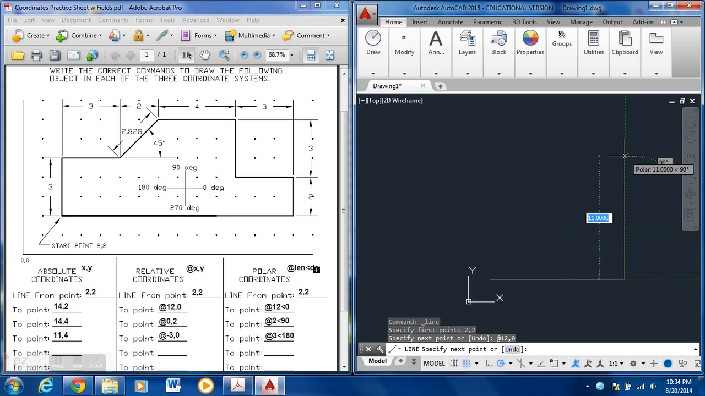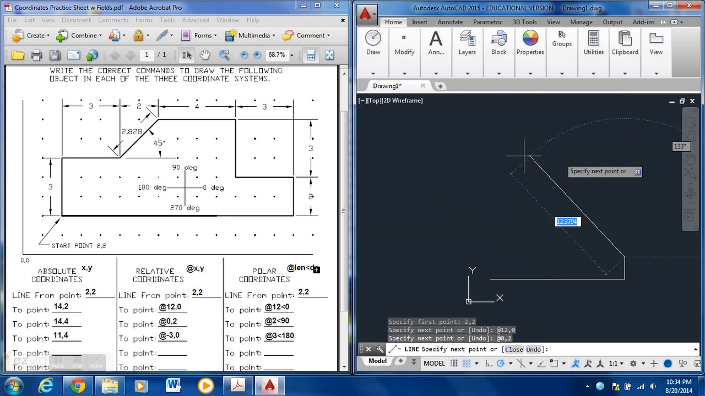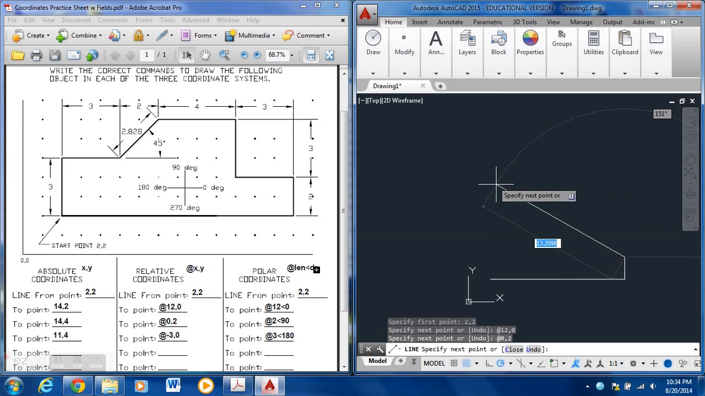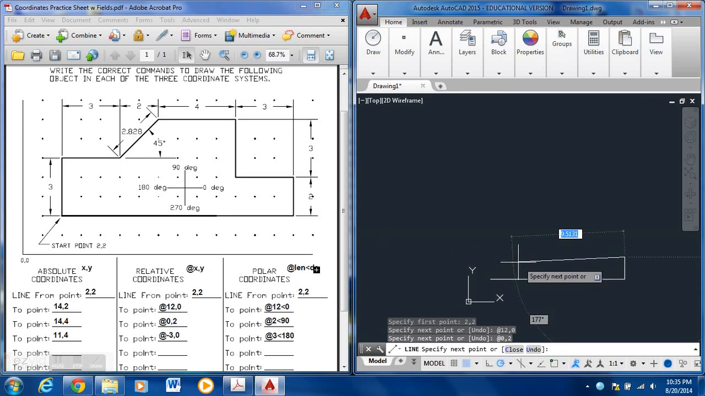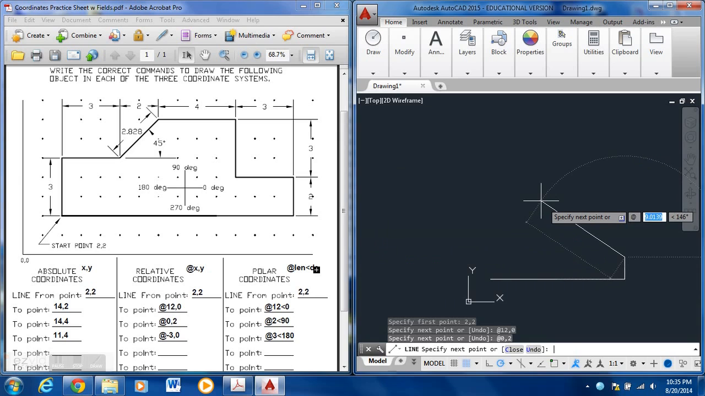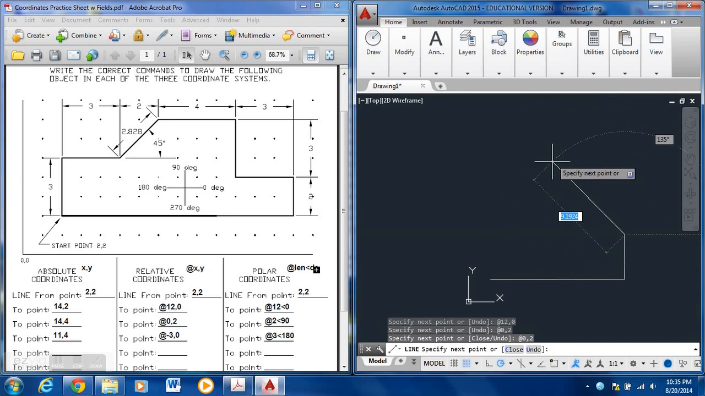Okay, we need to go straight up 2, so that would be @0,2, because we're not changing in the x, we're only changing in the y. There it is. And now we're going to bring it back. Our next coordinate right here is @0,2. So we're going to flip those numbers. @0,2, enter. And notice I made a mistake, because I actually did that one twice.